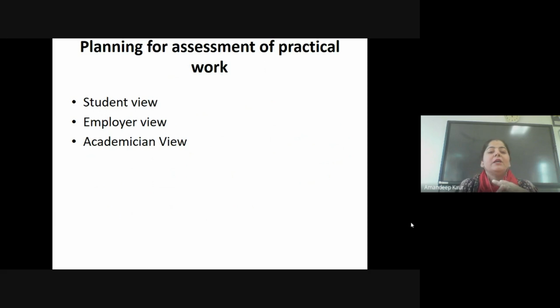So when I say employer view, after the formal education, in what sector are my students going to work? What are the demands of the industry? What are the demands of the different organizations? In what sense are they talking about practical activity or skill development? That also needs to be focused on by the faculty while providing feedback to the student.